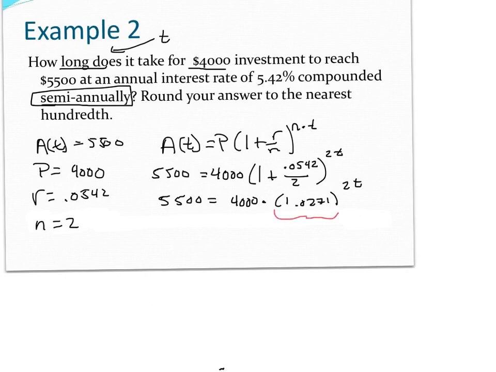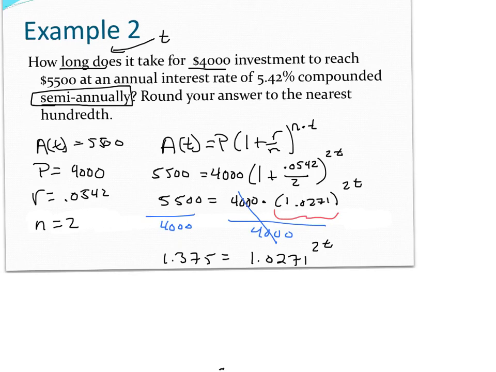So in order to use a logarithm, I need to get this base of the exponent all to itself. So the first thing I'm going to do is divide out this 4,000. If I don't do that, it's not going to be calculated properly. So I take out my calculator and I divide the 5,500 by 4,000. These cancel out, and I'm left with 1.375 is equal to the 1.0271 raised to the 2t.